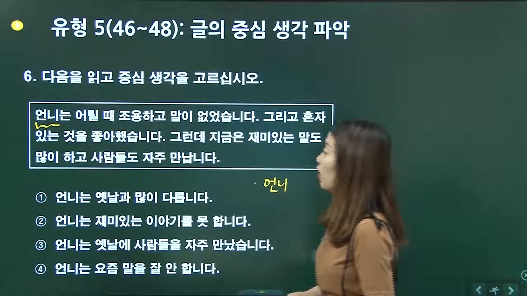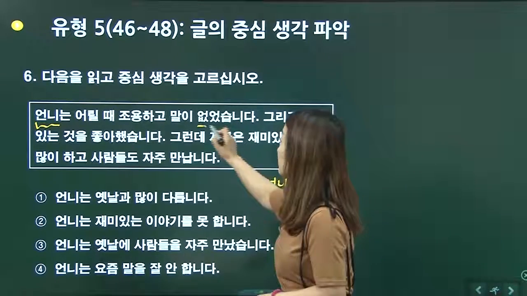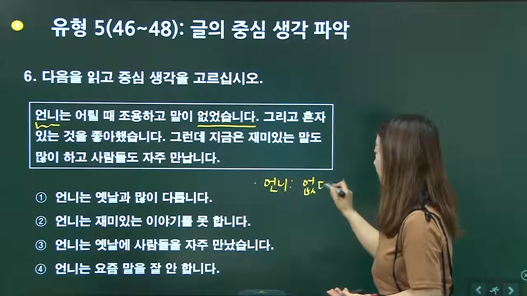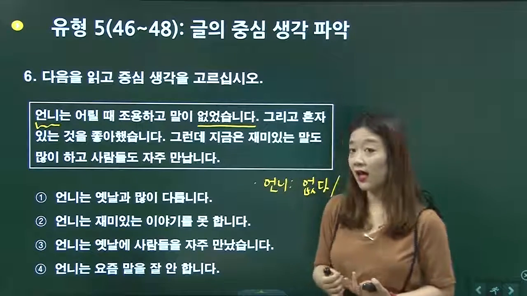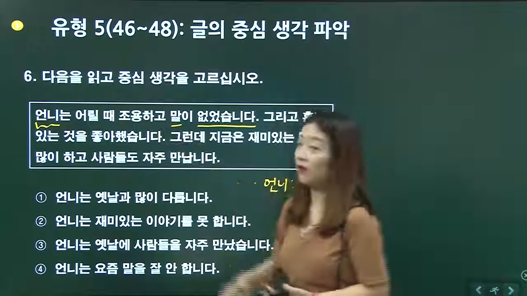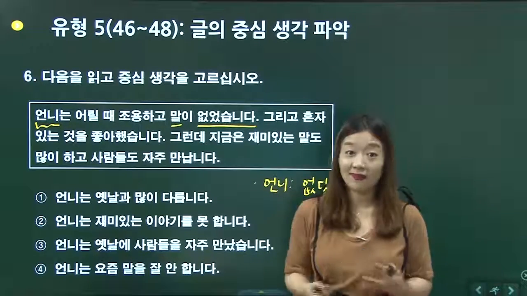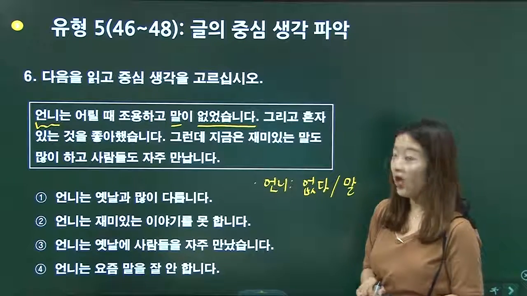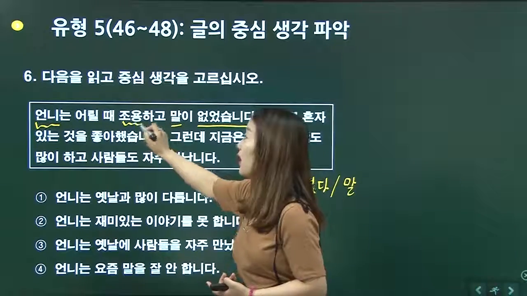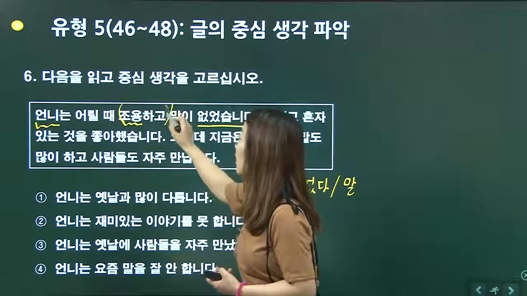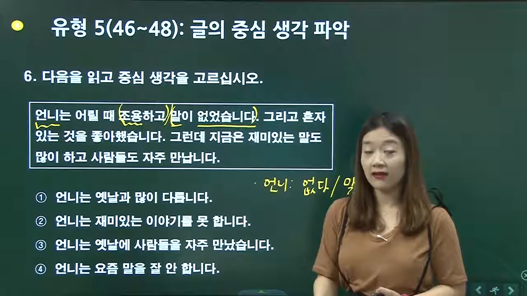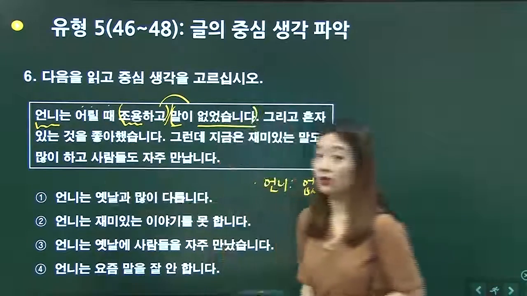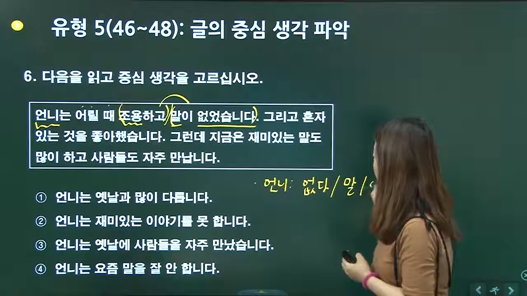Older sister. 언니는 어릴 때 조용하고 말이 없었습니다. 없었습니다. Main verb. So my sister, 없었다. So what didn't she have? Well, 말이 없었어요. 말이 없다 means in Korean not talkative, very quiet. So in here, 조용하고 말이 없었다. It's the same meaning, right? Very quiet and not talkative. 언제? 어릴 때. When she was young.